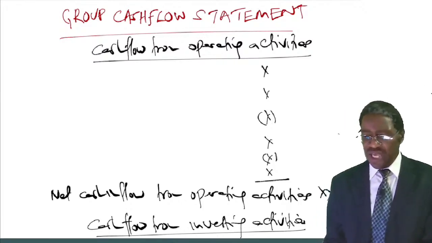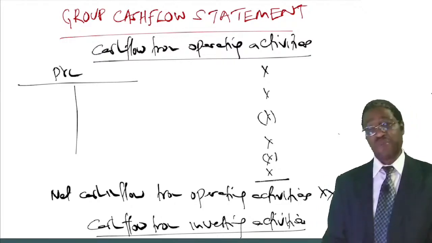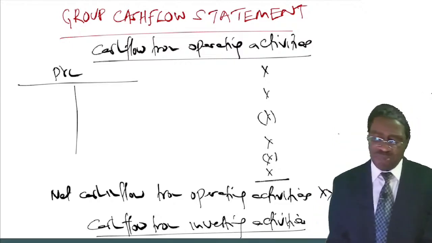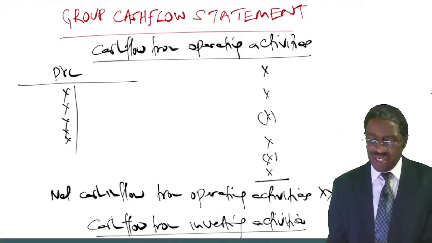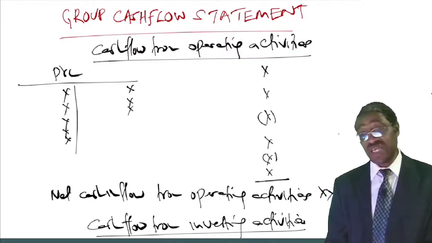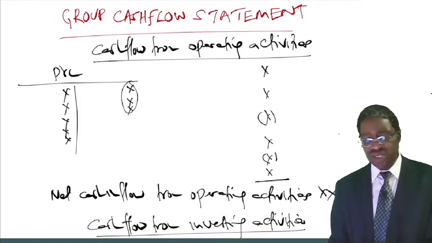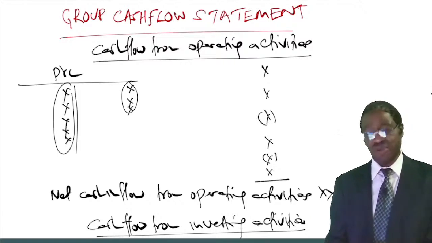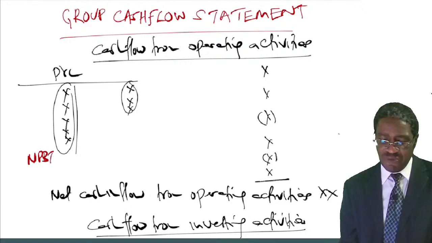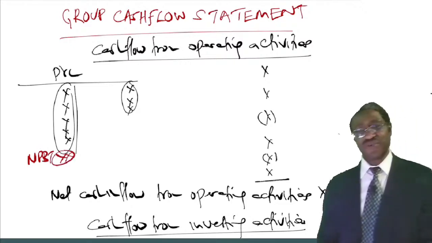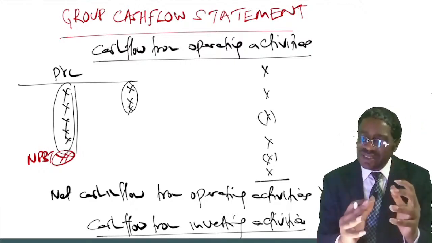For example, if we take this as our P&L account, let me use a T format. We normally debit the P&L account with expenses, and we normally credit the P&L account with the revenues and gains. Then we compare the revenues on the credit side with the expenses on the debit side. The difference is what we call the net profit before tax. Okay, good. So what are we looking for?